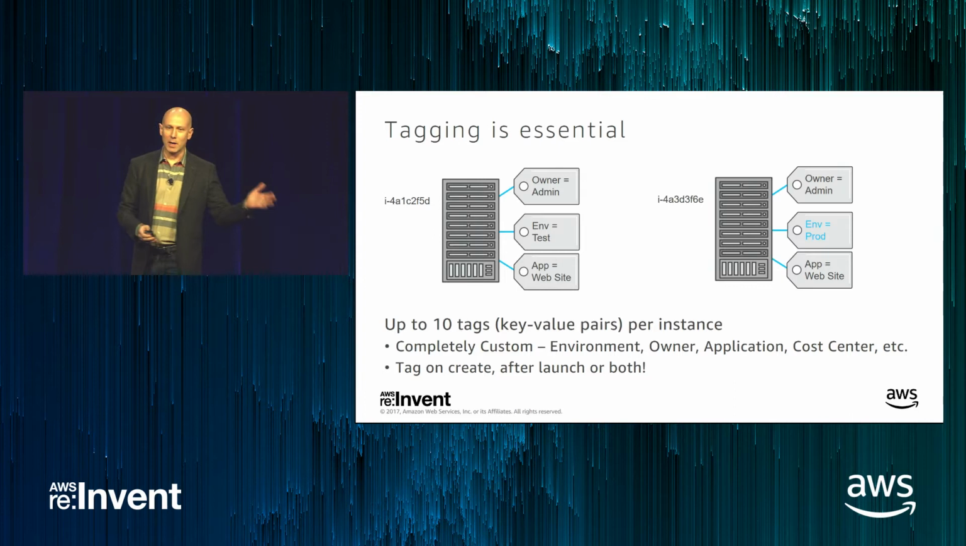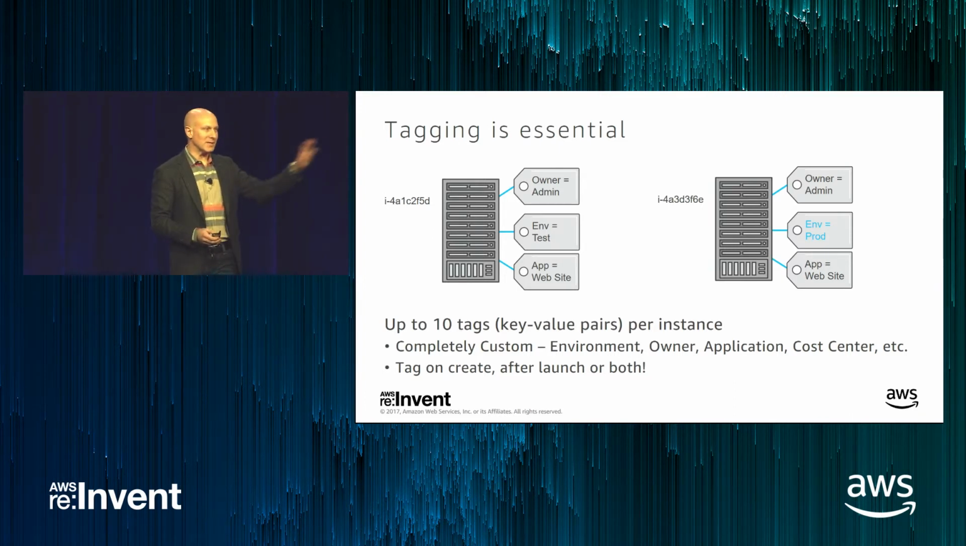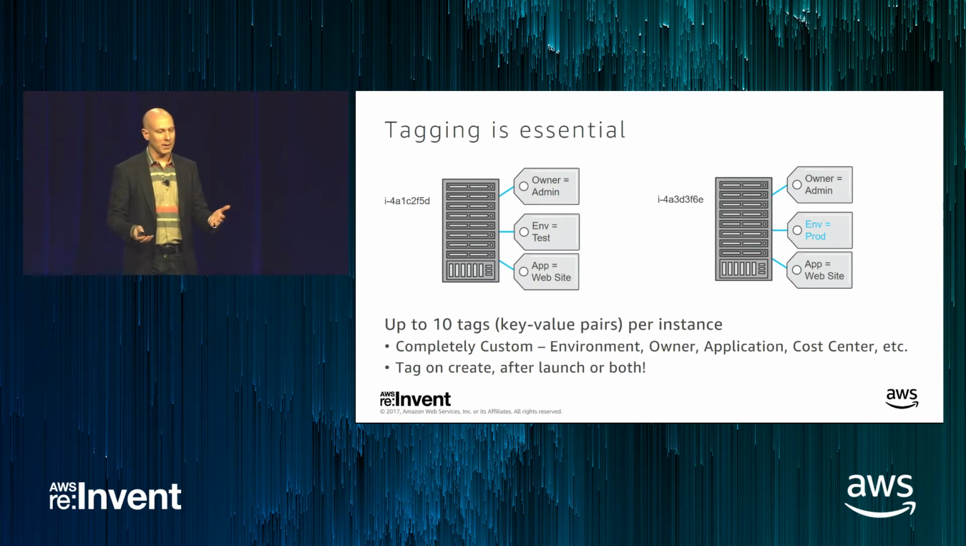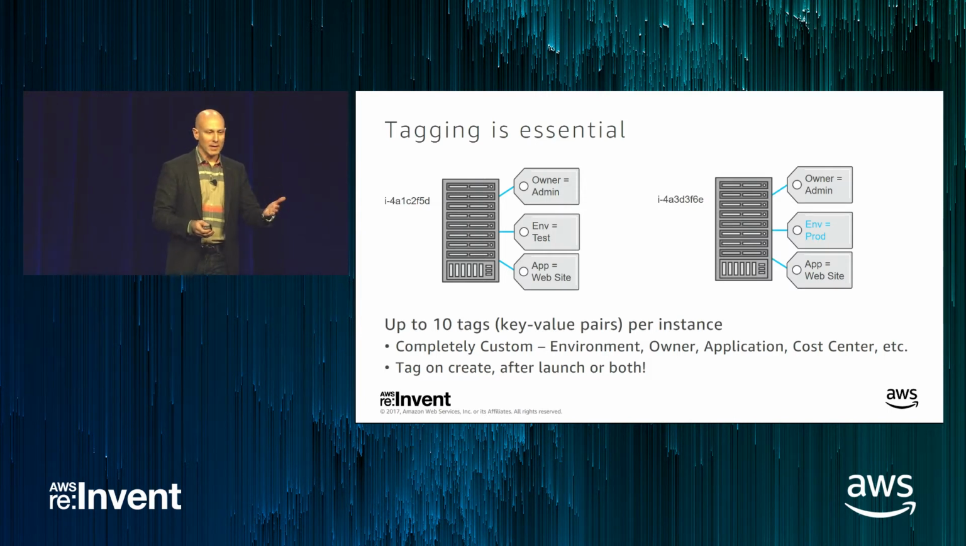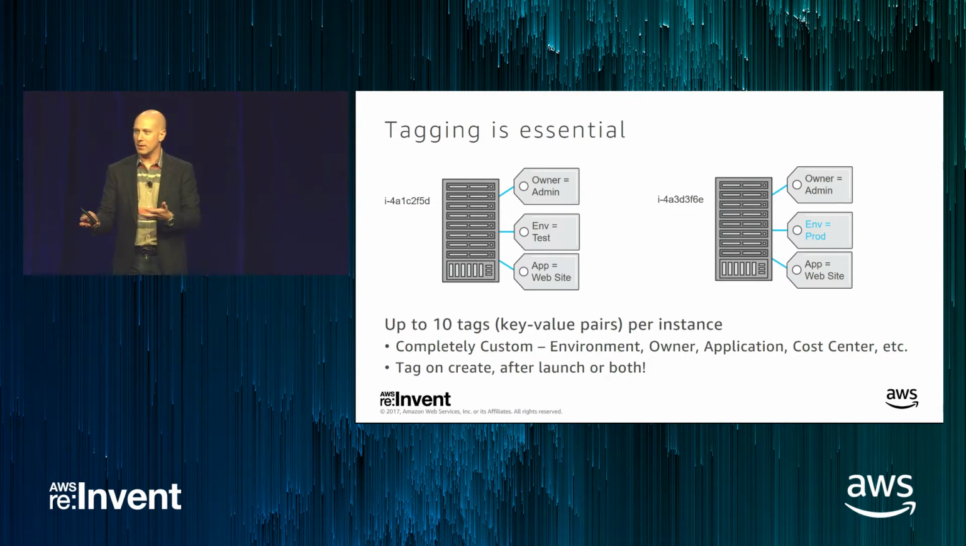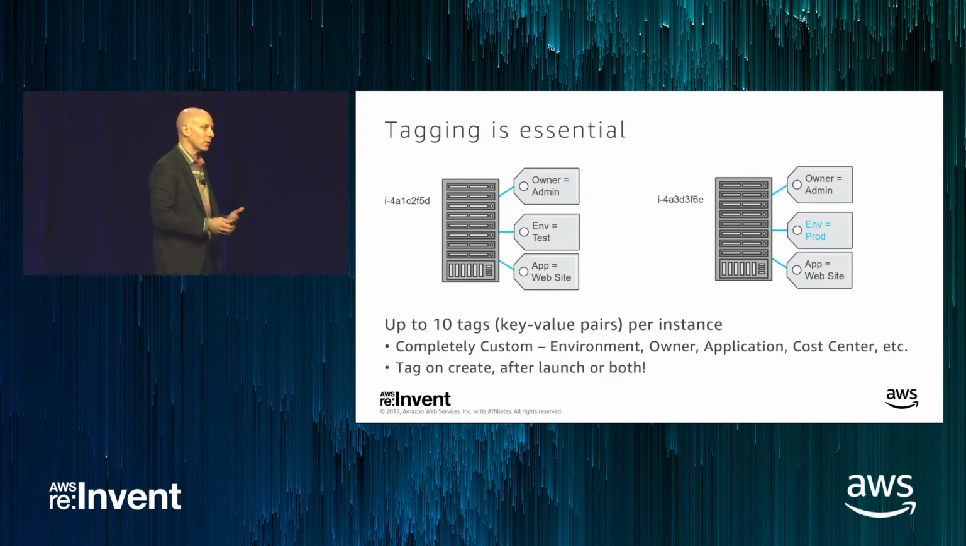Here I've given you a couple of examples where I have two different instances. In one case, it's from a test environment, and in another case, as you see in blue, it's from a production environment. But both of these instances are owned by the same user, and they're for the same application, a website in this example. So here I can tell how many instances I have in the test environment, how many I have in a production environment, how many instances are running for my website, who launched the instances.